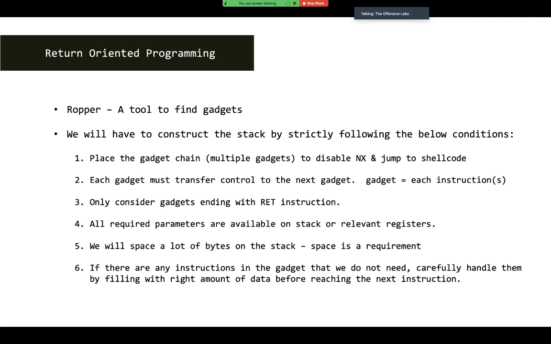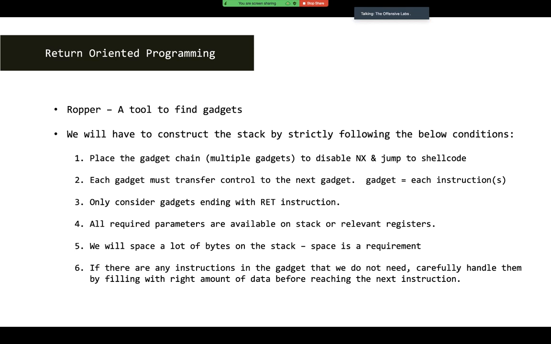Number 1, place the gadget chain to disable NX and jump to shellcode. So that's the high level idea, right? We want to chain some gadgets. When I say gadget, it's basically a few instructions together. We have already seen that, right? Pop RDI, ret is one gadget. Similarly, we will need to find instructions which will do the job for us.